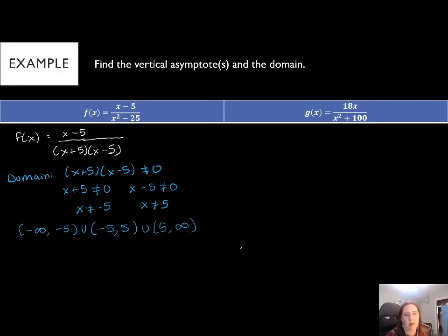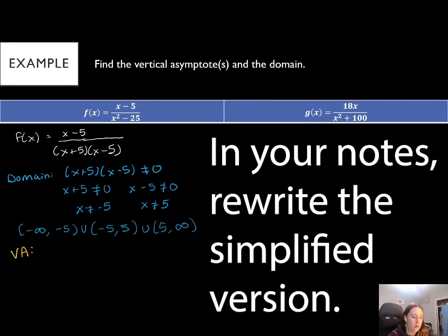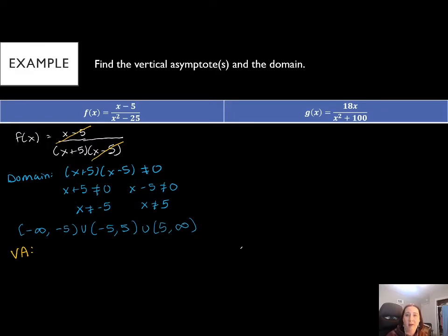You're going to see a pattern when you do enough of these on how to write the domain and how to write the vertical asymptotes. Now the vertical asymptote you do after you cancel things out. Notice that we have an x minus 5 on the top and the bottom that we can cancel. So the only thing left in the denominator is x plus 5. That's the only thing we look at for the vertical asymptote, because we've canceled out x minus 5.